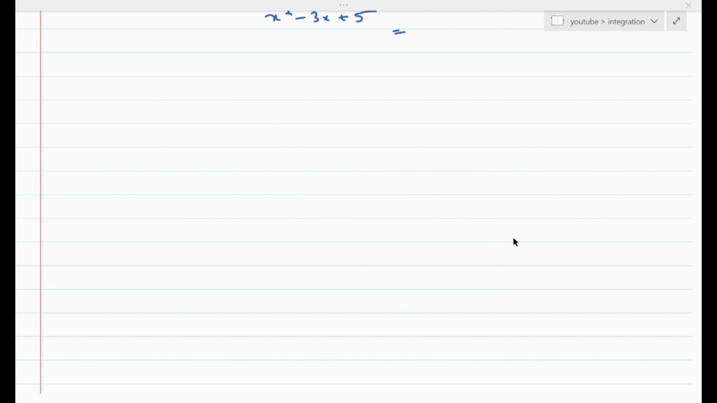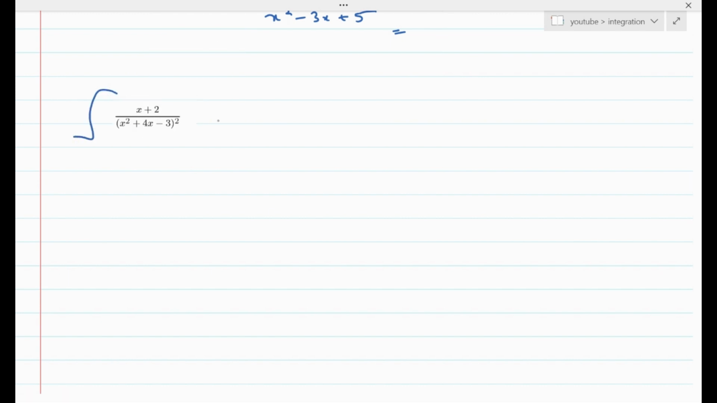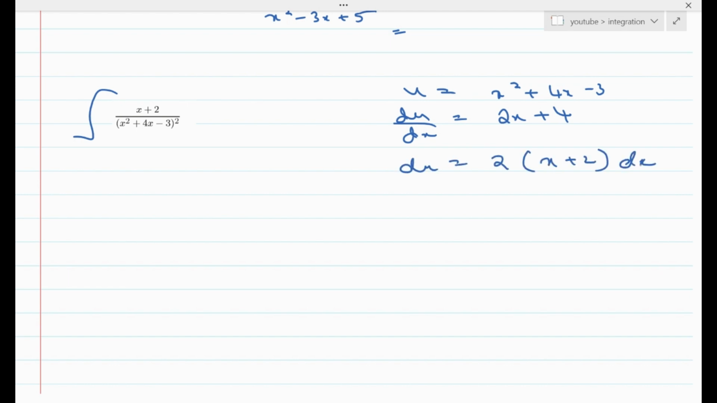How about this question right here? In this question, we have integral of x plus 2 divided by x square plus 4x minus 3. So over here, again, same thing. Derivative of denominator is 2x plus 4. Numerator is a multiple of that. So your u would be x square plus 4x minus 3. And du by dx would then be 2x plus 4. So du would be 2 times of x plus 2 into dx, or du by 2 is equal to x plus 2 dx. And then we can just go ahead and substitute these values.